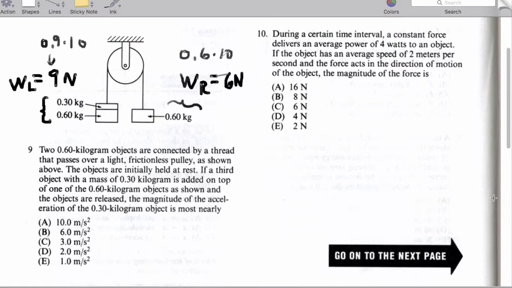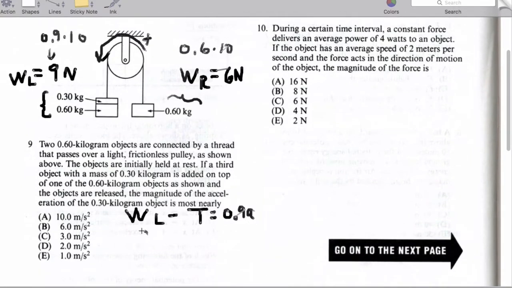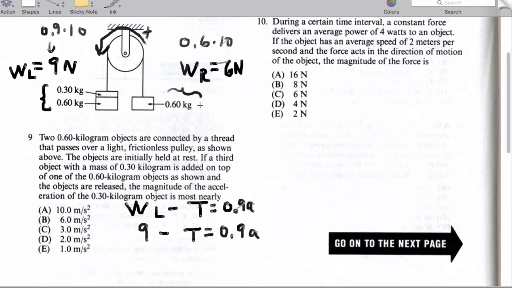Now let's go ahead and set up our equation to get the acceleration. So these things are attached. Let's assume that it moves in this counterclockwise direction, and we'll call that positive. So I'm going to have 9 newtons, which I get from here. So I'll just say WL minus T equals 0.9 times a, and I'll actually write that out as 9 minus T equals 0.9a.